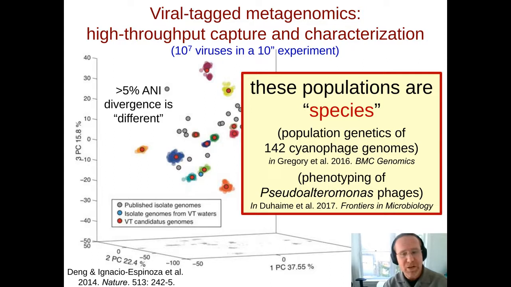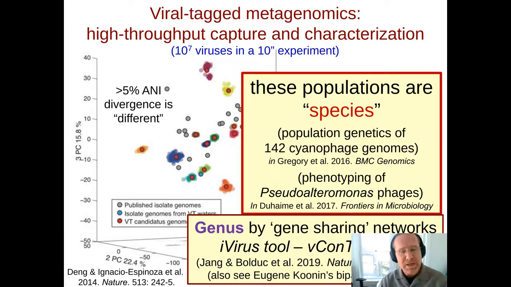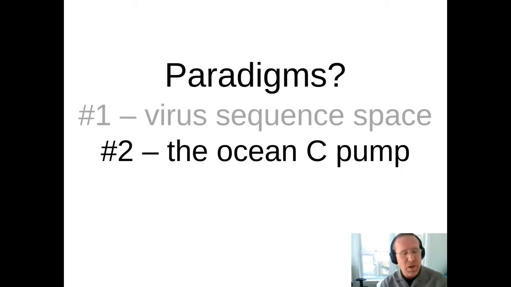As well, we can look in other systems outside the cyanobacteria and see that the cutoffs, this 95% ANI or greater than 5% ANI divergence, which is average nucleotide identity, those cutoffs are a good cutoff not only for cyanobacteria, but also for heterotrophic viruses, where we did phenotyping with a Pseudoalteromonas phage. Now, beyond species, as I mentioned earlier, there are the gene sharing networks. And these we can use to get at genus level taxonomy using that machine learning approach. So this is helping us rethink virus sequence space.